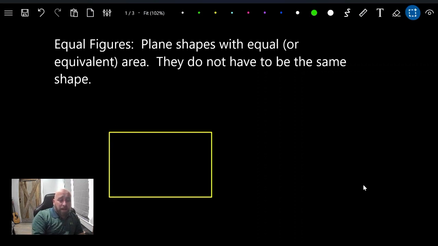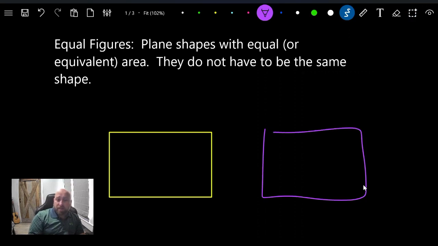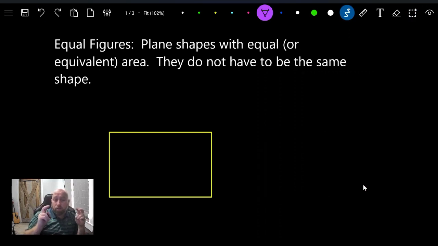Now, you could obviously draw another rectangle next to it that's exactly the same, right? It would be called congruent. And we've talked through that. We've proved that. We've done different things with congruent shapes. And then we could also draw a similar shape, maybe a shape that has the same ratio, but is smaller or larger than the shape we have. Now, with equal figures, here's what we're going to do. We're going to make a plane shape with equal or equivalent area, but they don't have to be the same shape.